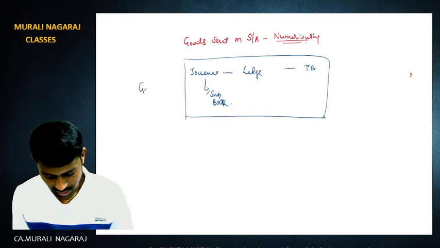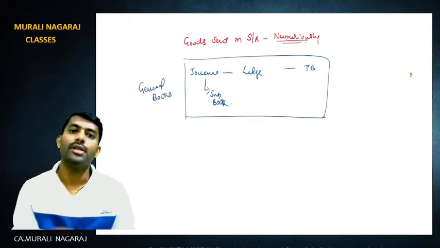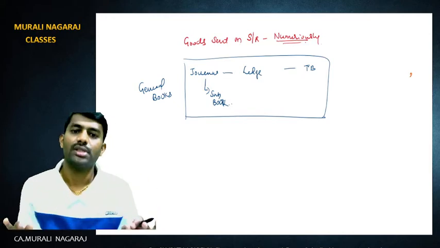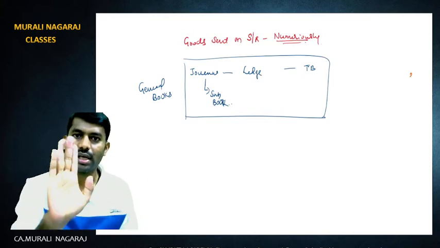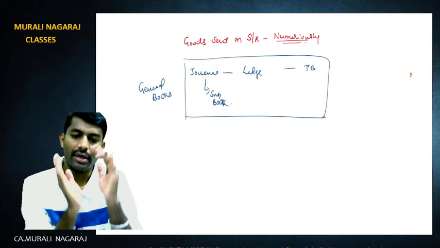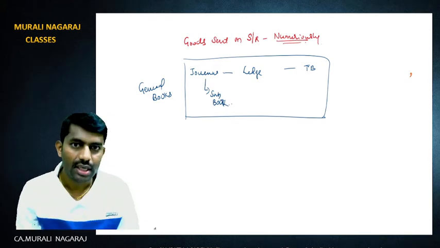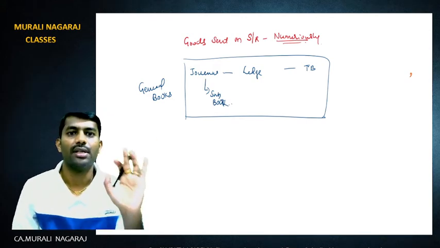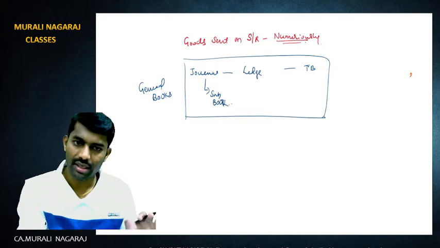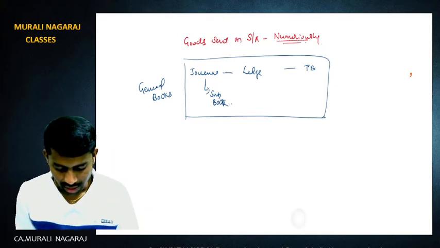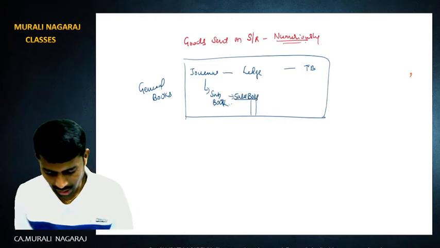This is our general books. Correct? So in this I will not mess up, because goods sent on approval is just one transaction which is not a sale at the time of sending the goods. But when goods are accepted, at that time I will book it as a sale. That is a real transaction that I will record in the sales book.